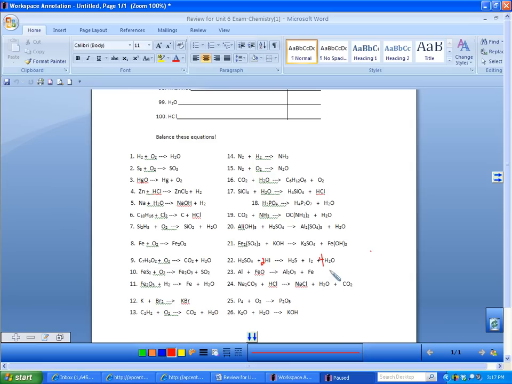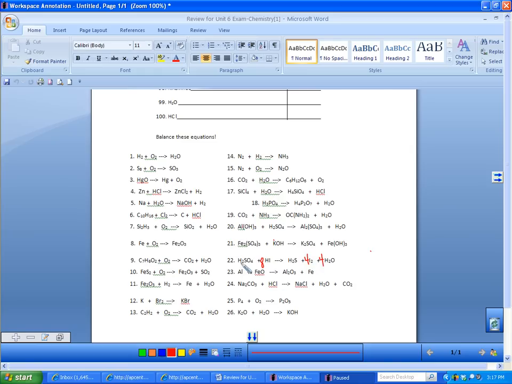Now I need to go back and look at my sulfurs are still okay, my iodines are still okay, but I have some issues with my hydrogens. I have 8, 9, 10 there, and I have 4, and I have 2 and 2 more is 4, so that's not going to work. So what if I messed with this one and made it be an 8 and made that be a 4?